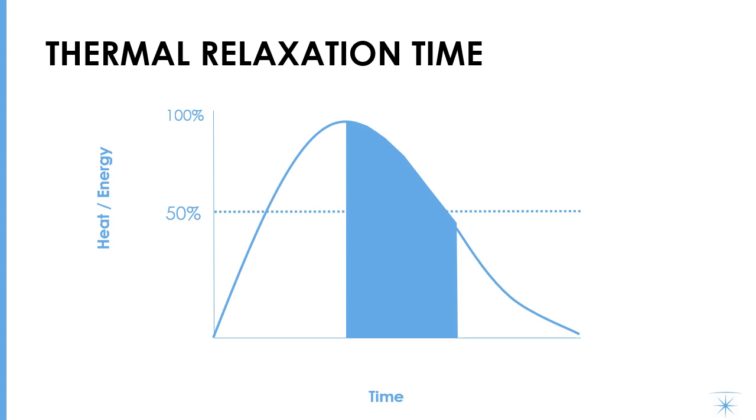So if you would like to achieve a certain effect on a target, we have to define what is the thermal relaxation time for that target and use a pulse duration shorter than the thermal relaxation time. In order to skip any effect on that target, then we have to use a pulse duration longer than the thermal relaxation time of that target. So this is the principle of thermokinetic selectivity.